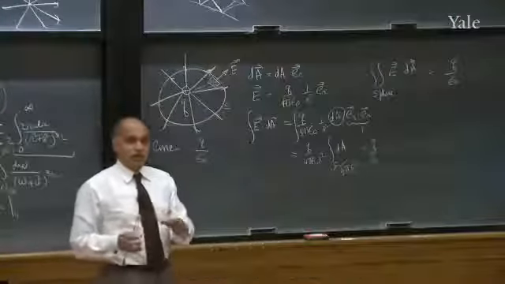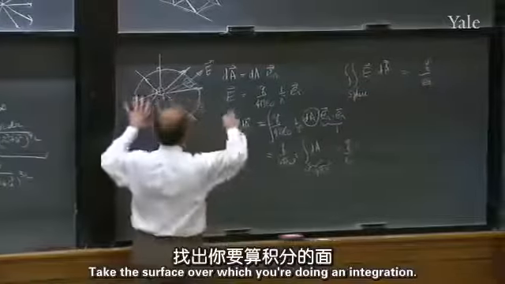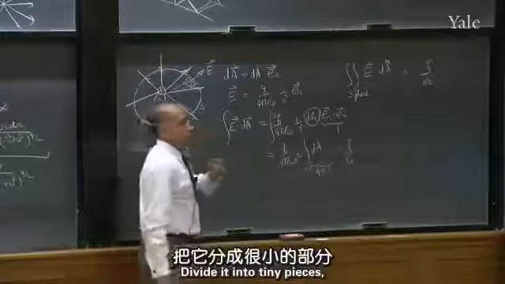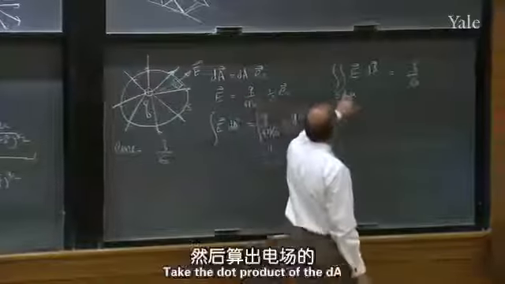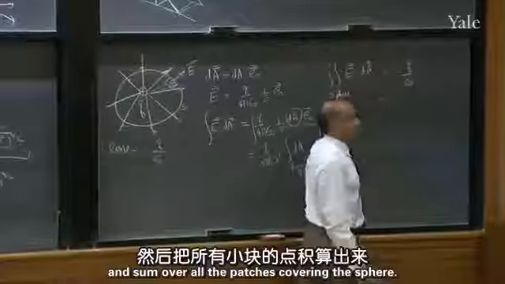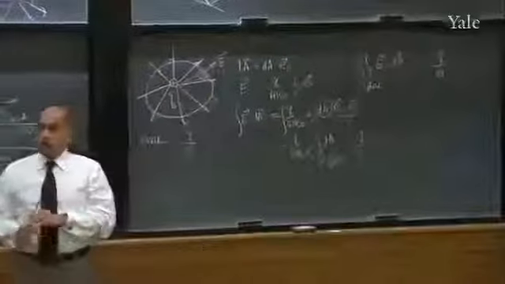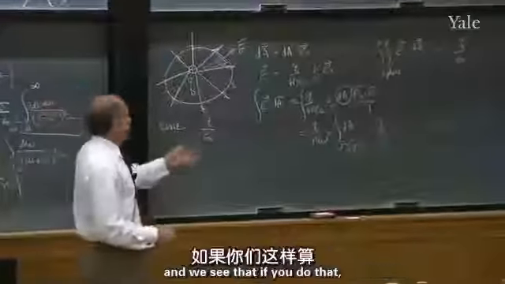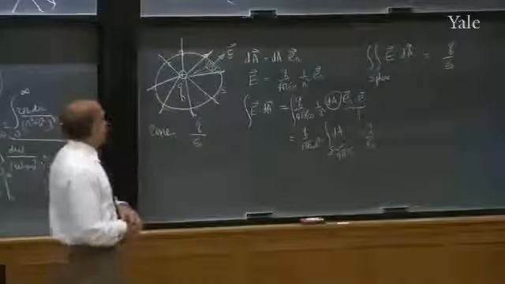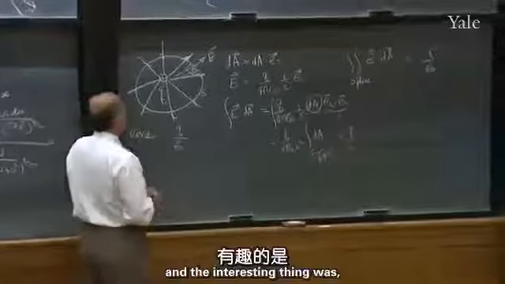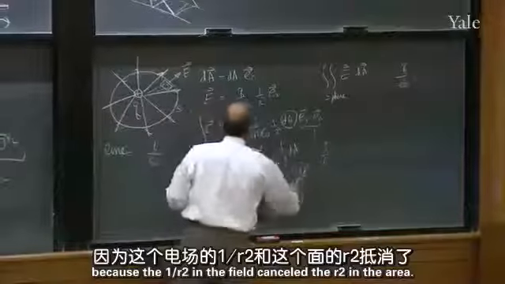If you got a computer, you can find the surface integral of anything as follows. Take the surface over which you're doing an integration, divide it into tiny pieces, each is a little area dA. Take the dot product of the dA with the electric field there and sum over all the patches covering the sphere, then take the limit in which every patch gets vanishingly small. That is called the surface integral of the electric field, and we see that if you do that, you get the charge inside divided by epsilon 0. But that was on a sphere, and the interesting thing was the answer was independent of the radius of the sphere, because the 1 over R square in the field canceled the R square in the area.